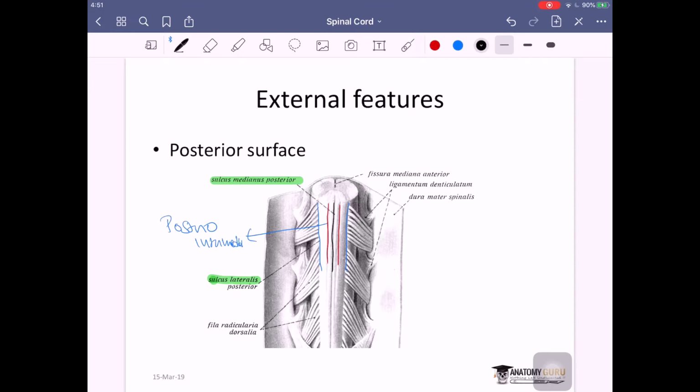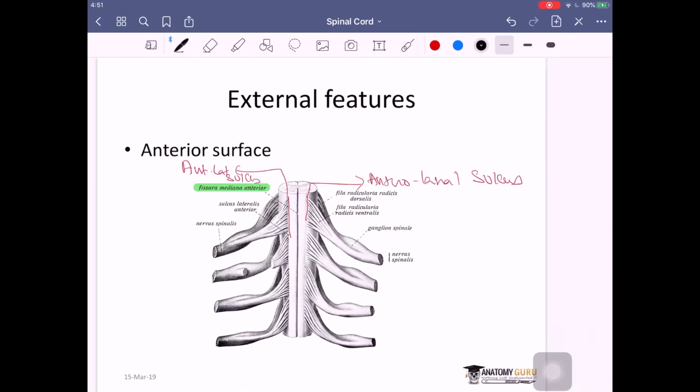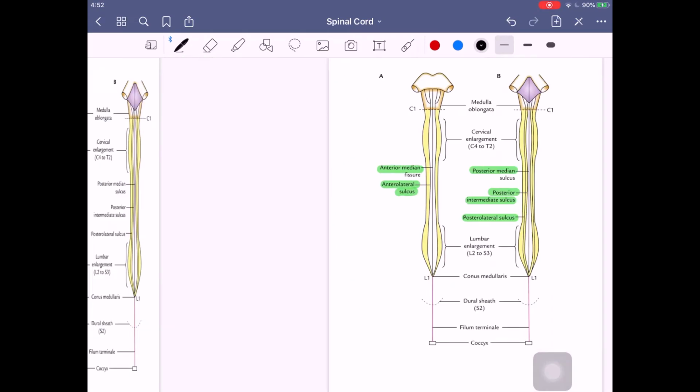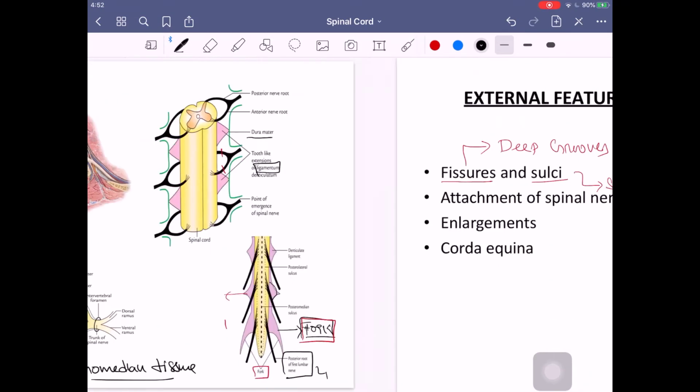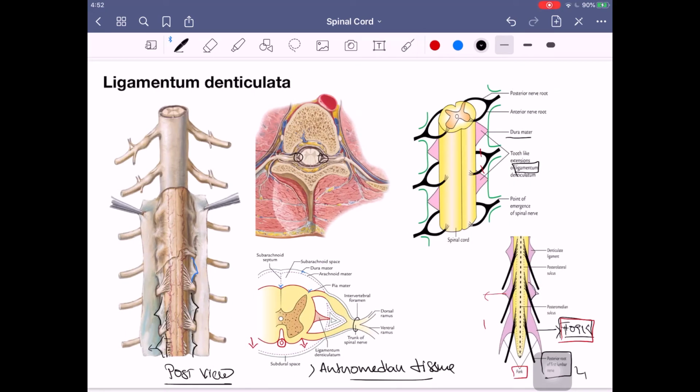All these are sulci, not fissures. Posteriorly you have an unpaired posteromedian sulcus, and the linea splendens is present anteriorly and posteriorly. In this picture again, you can see there is a subarachnoid septum in the posteromedian aspect. So that's about your posteromedian.